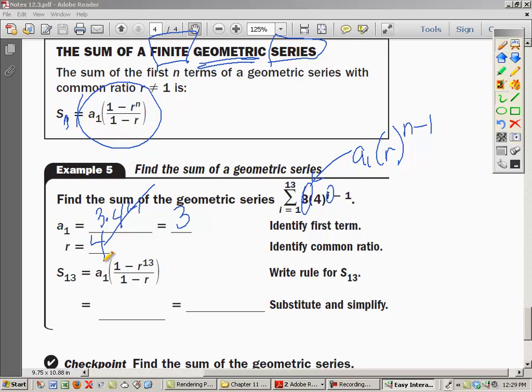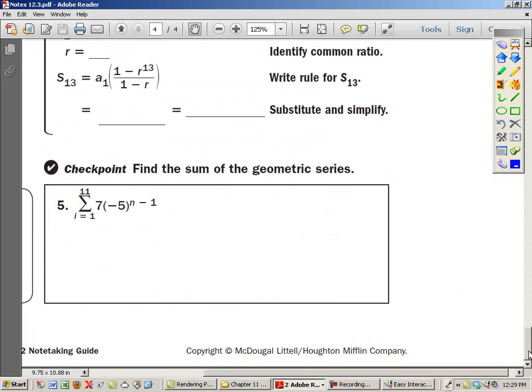Okay? So since I know that the initial value is 3, this becomes a sub 1, or 3, times 1 minus r to the 13th power, which is 4 to the 13th, over 1 minus 4. Now, 4 to the 13th is a pretty good sized number, so 1 minus that's going to be pretty big, and then 1 minus 4 is going to be negative 3. So you have a very large number being divided by a negative 3, okay? So you end up getting something positive here. All told, you just plug all that into your calculator, and you end up getting 67,108,863. All right? So, checkpoint at the bottom of the page, you guys try it. We'll be right back with a solution.